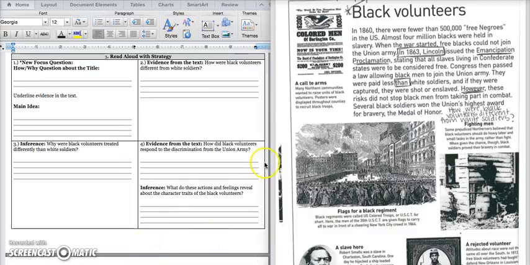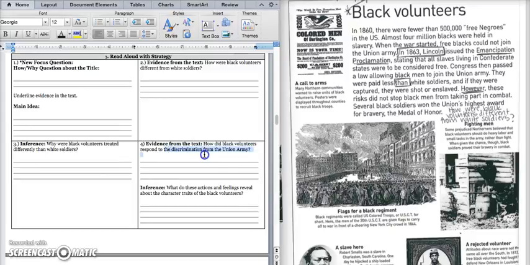Box 4, how did black volunteers respond to the discrimination of the Union Army? So remember, discrimination is when you treat someone differently because of their race or their gender, because they're different from you. And in this case, we know black volunteers were discriminated against because they were black and not white. So how did they respond when they were paid less and when they were shot or enslaved?